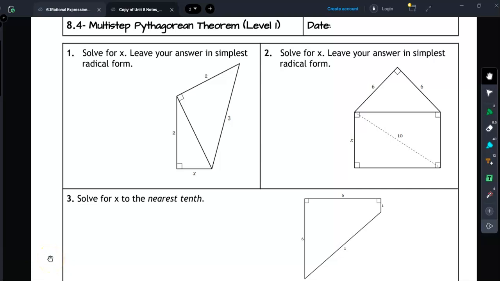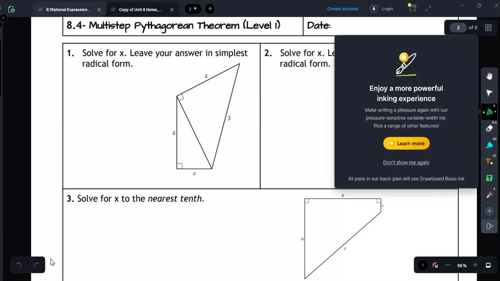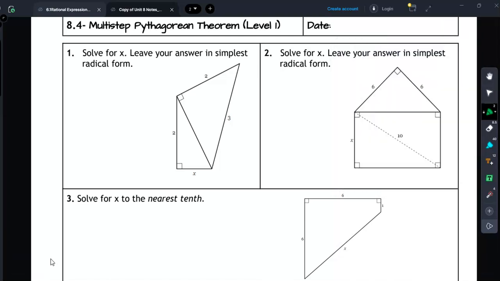So today we're going to go over 8.4 and 8.5. You also have the Delta Math videos you can watch that the other teacher has made. So you have lots of ways to get these notes. But since you're in here with me, I'm going to do them together.